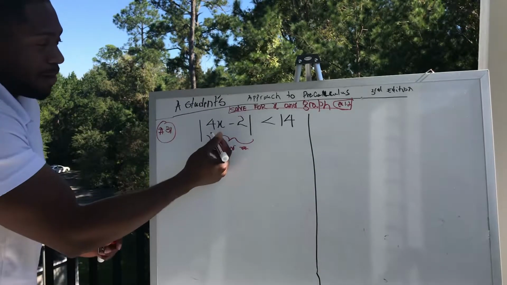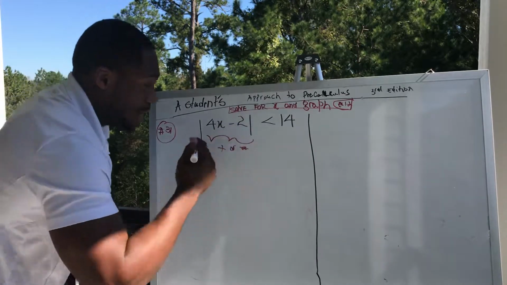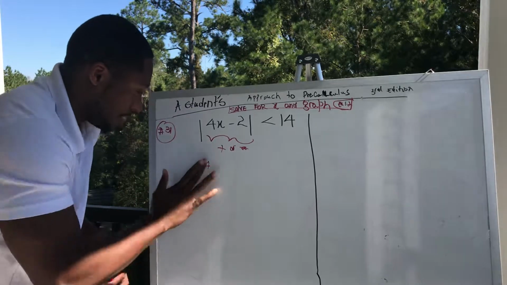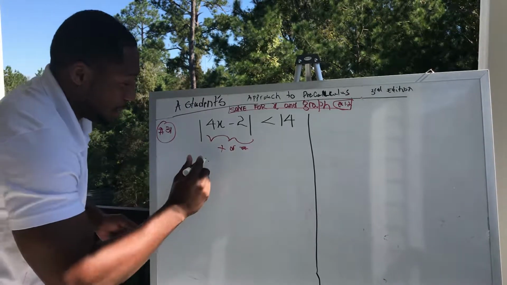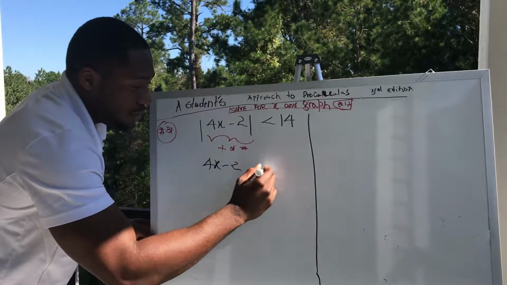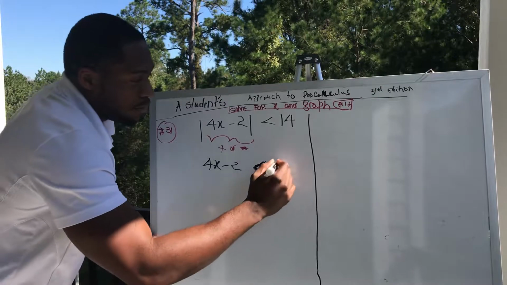Let's assume that this is positive. So for the absolute value of 4x minus 2, if the inside is positive, the absolute value is going to be the same thing, 4x minus 2, less than or equal to 14.